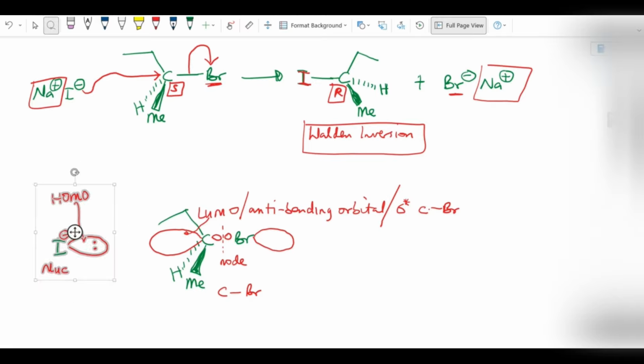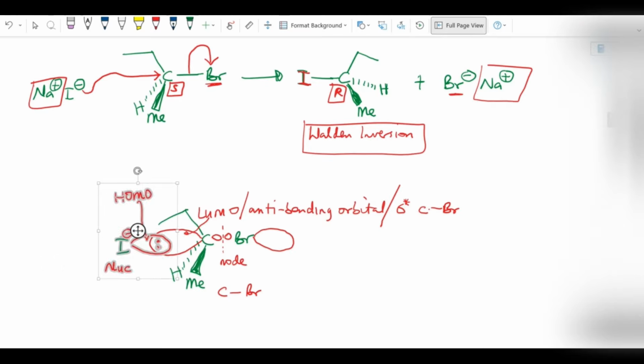So those electrons, these lone pairs in this nucleophile, have to be donated. And for that to happen, you must have an overlap. So the orbitals must overlap properly. And that can only happen when the nucleophile attacks from the opposite side of the leaving group. So let's go to the next question.